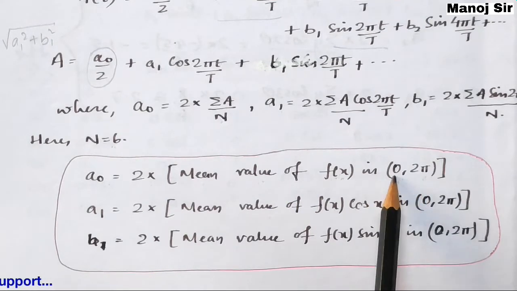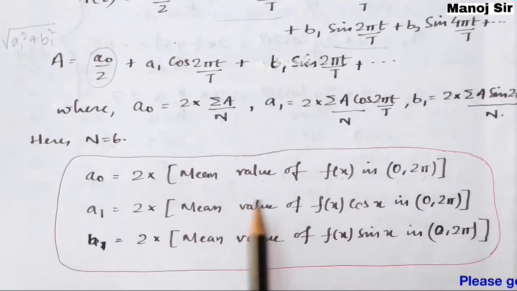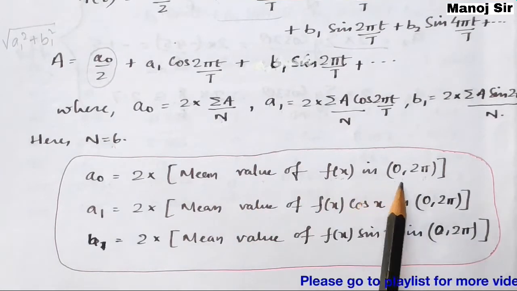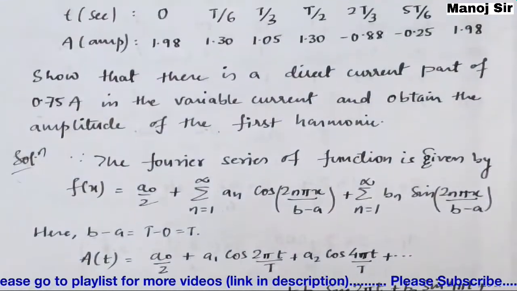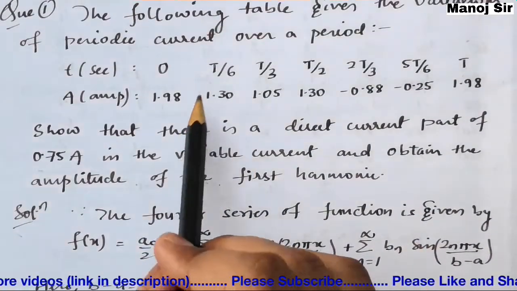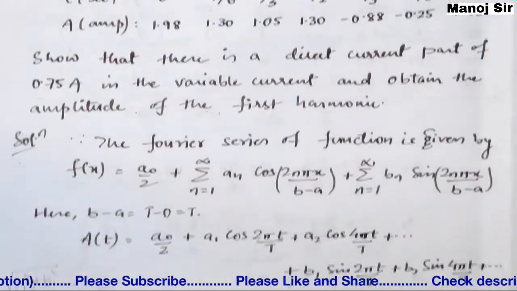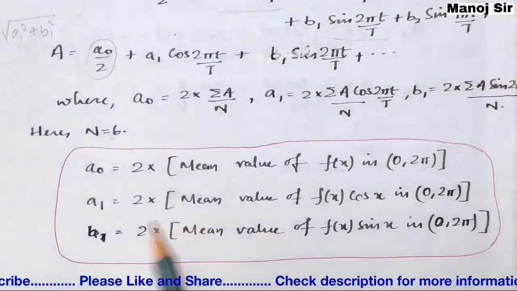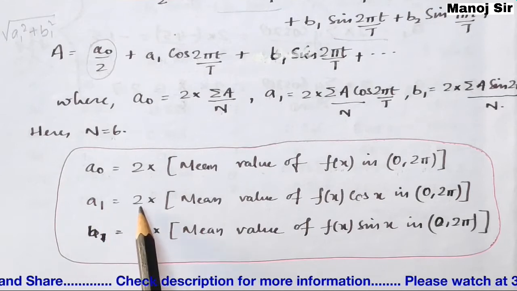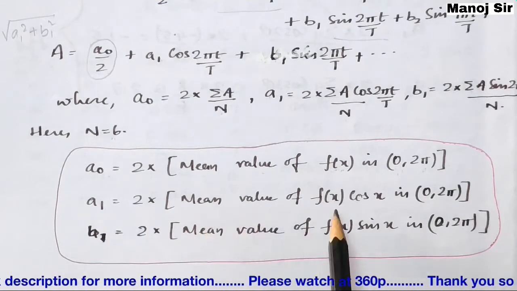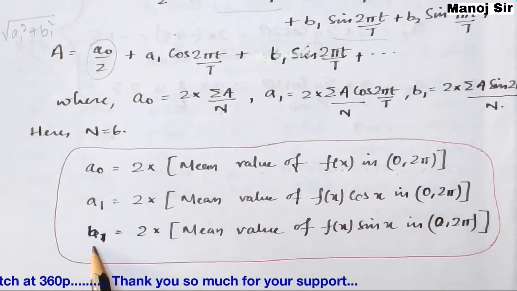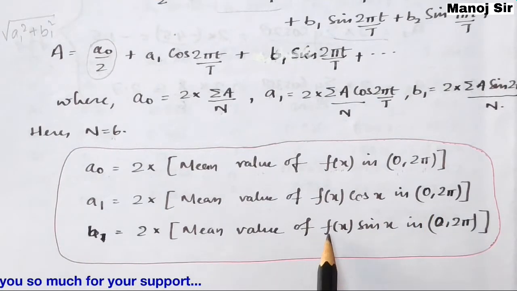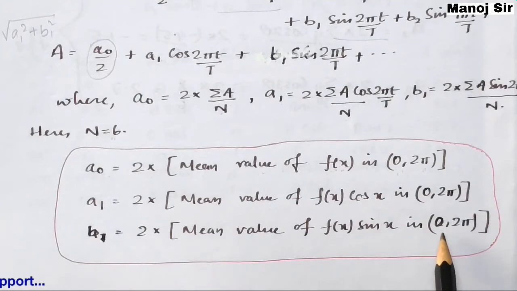0 to 2 pi means the complete interval. The mean value of f of x in the interval 0 to 2 pi, but here the interval is from 0 to T. In the same way, a1 equals 2 into the mean value of f of x cos x in the interval 0 to 2 pi. b1 equals 2 into the mean value of f of x into sin x in the interval 0 to 2 pi.